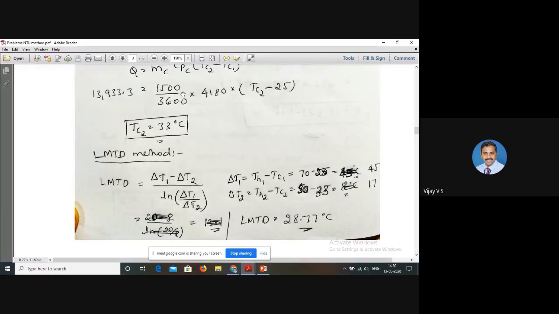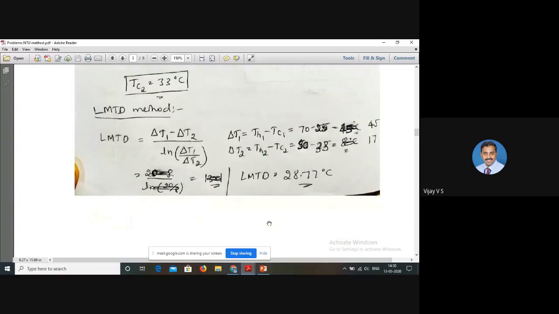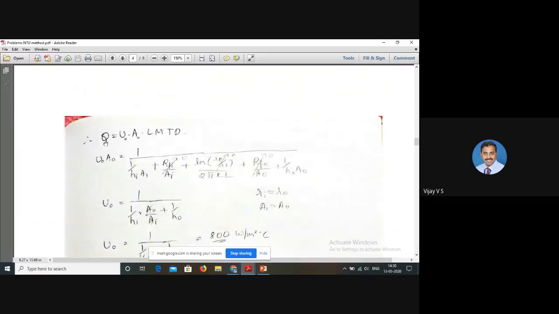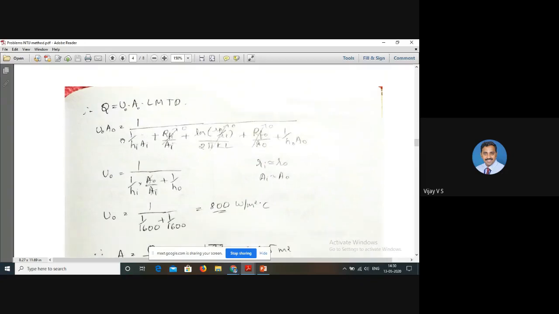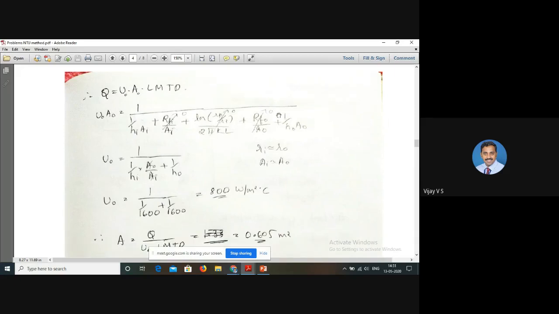Now I know Q, I know LMTD. So I will use this equation, Q is equal to U naught A naught LMTD. Now this overall heat transfer coefficient I have to find out, right? Because they have given the individual heat transfer coefficients. This formula is available in the data handbook, or we also know it is U naught A naught or Ui Ai, anything you can use here. So 1 by Hi Ai here. Fouling resistance we have to neglect, so both terms are 0. Thermal resistance of the wall, it is not given.